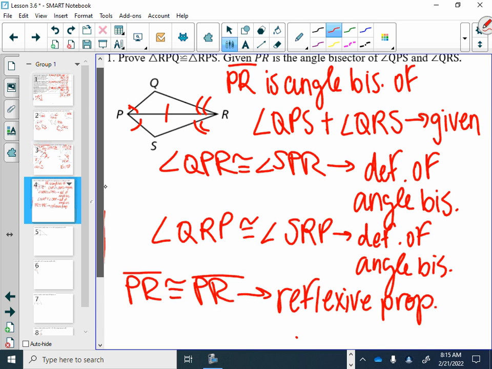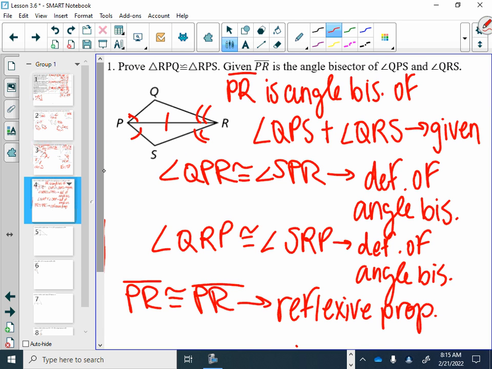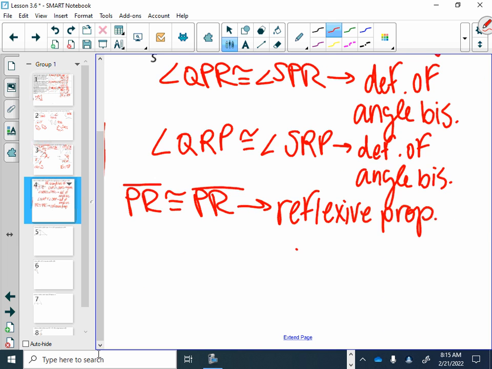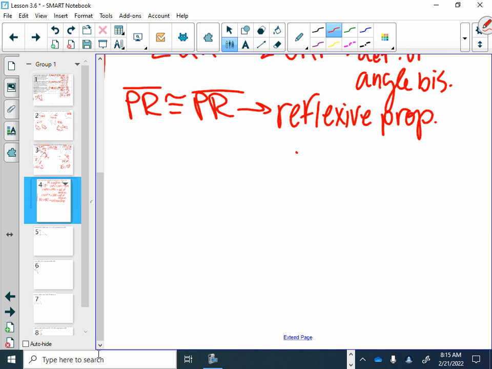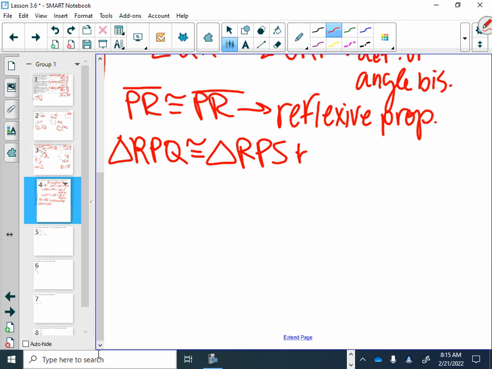So how are these triangles congruent? Angle, angle, side, or angle, side, angle? Let's see. Angle, side, angle. The side is in between the angles. Very good. So finally, I can finish this thing off. Triangle RPQ is congruent to triangle RPS. Side, angle, side, angle. Good.